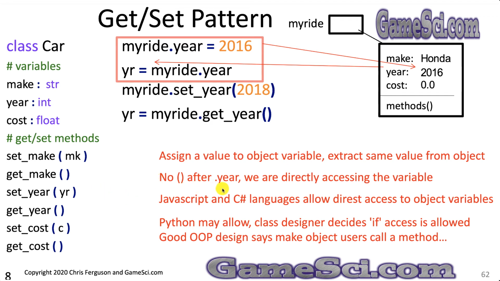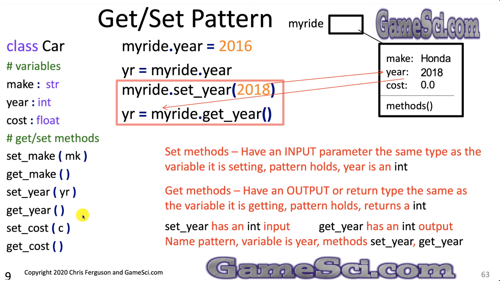Notice no parentheses after .year. We are directly accessing the variable. Some OOP languages do it this way. JavaScript especially allows you to directly change the values of the variables of the object. C# is the same. Python, it's the class designer's job to decide if they want to do this. In Python, you may be able to directly change the value of the variables, but not always. It's generally considered good object-oriented design to make object users call a method instead of directly changing the variables, which is why we have set and get methods.